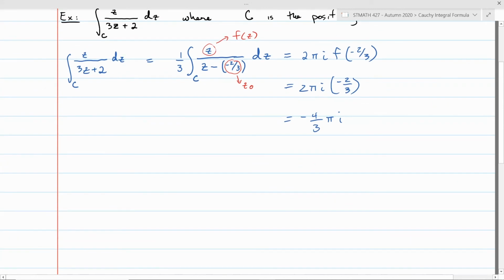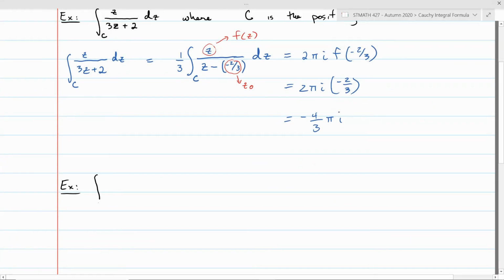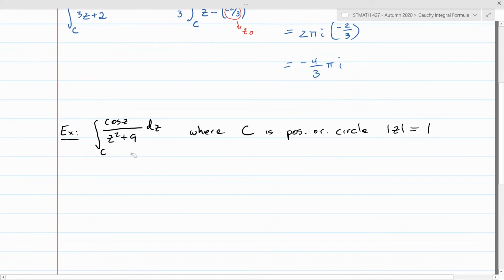We could do another one. For example, let's say I wanted to do the integral around the contour C of cosine z over z squared plus 9 dz, where C is the positively oriented circle, absolute value of z equals 1. So again, just the unit circle, positively oriented. Oh, actually, I wrote this down a little bit wrong. I wanted to do cosine z over z times z squared plus 9.